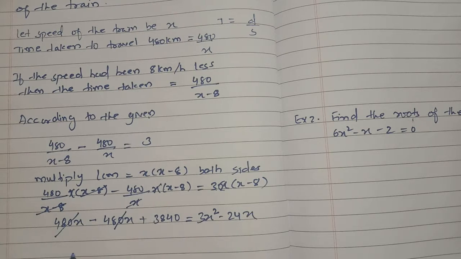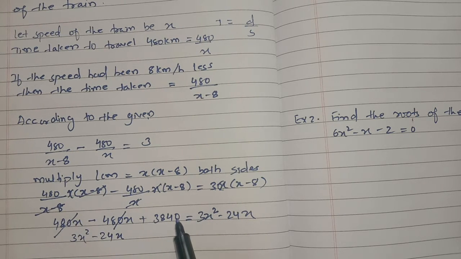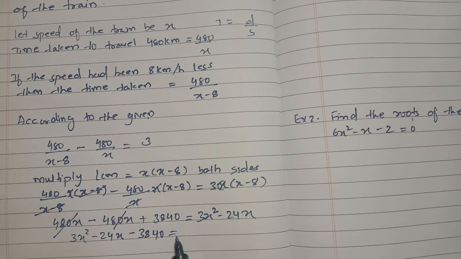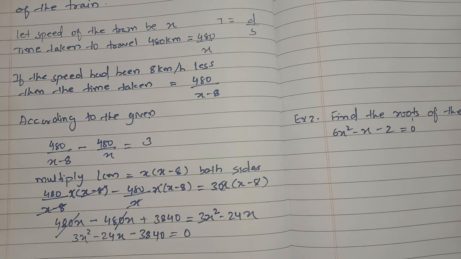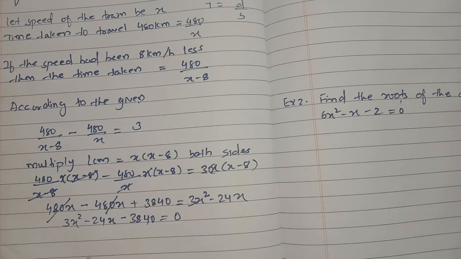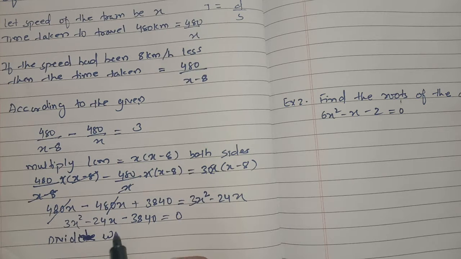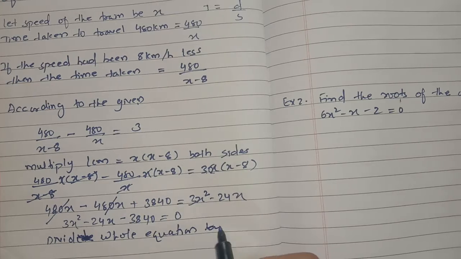Transfer this value to the right hand side. 3x square minus 24x as it is. When you transfer plus 3840 to the right hand side, it will be minus 3840 is equal to 0. Now we can take 3 common, or we can divide the whole equation by 3.